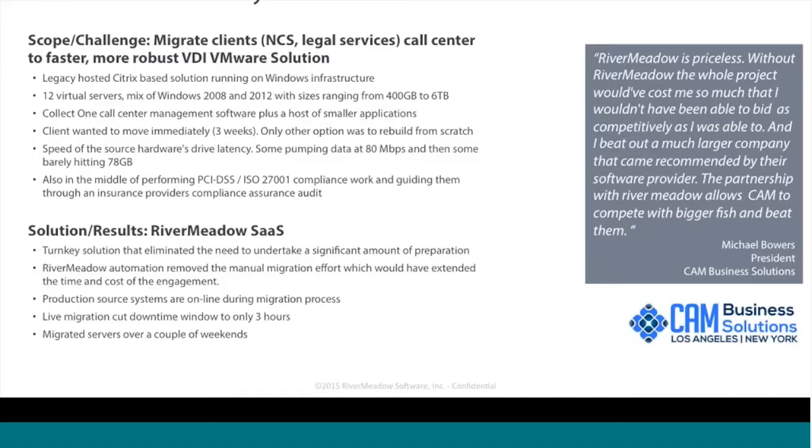So it was a legacy-hosted Citrix-based solution running on Windows infrastructure. It was 12 servers running a mix of Windows 2008, 2012, ranging from 400 gigabytes to 6 terabytes. The client wanted to move immediately. It was a very short window of opportunity. They needed the ROI to be there. And once they were able to find a solution like RiverMeadow, CAM Business Solutions was able to bid on the project and successfully win that and give their customer the opportunity to take advantage of the desktop as a service solution, which was ultimately what they wanted to do.